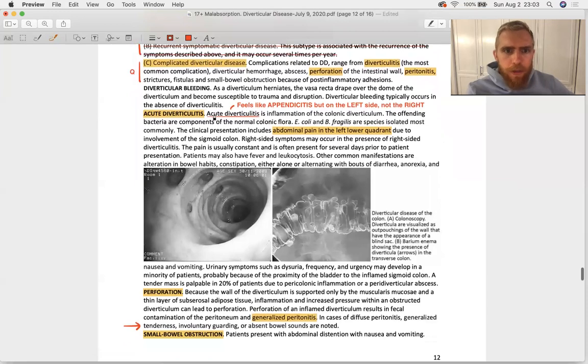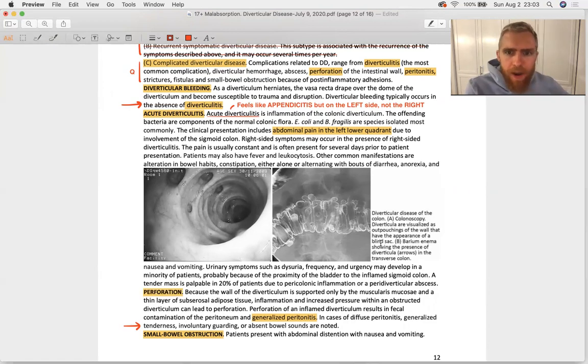Diverticular bleeding typically occurs in the absence of diverticulitis. So if there's one thing that is associated with diverticular disease and not the itis, it is hematochezia. Acute diverticulitis, how does it present? It feels like appendicitis. You've got point tenderness, guarding, and rebound tenderness, and it's on the left side of the body, not the right, because this is occurring at the sigmoid colon 9 times out of 10.